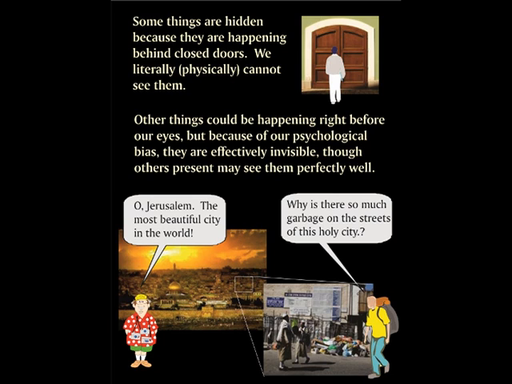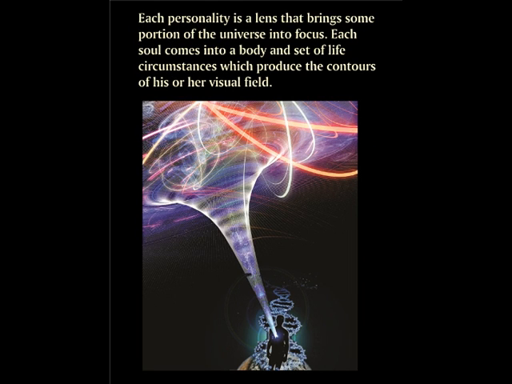Other things could be happening right before our eyes, but because of our psychological bias, they are effectively invisible, though others present may see them perfectly well. Take, for example, two people walking through the streets of Jerusalem. One person comments, "Oh, Jerusalem, the most beautiful city in the world," while another person comments, "Why is there so much garbage in the streets of this holy city?" Each personality is a lens that brings some portion of the universe into focus.